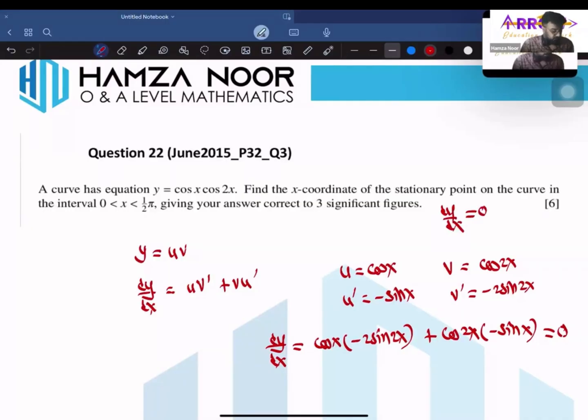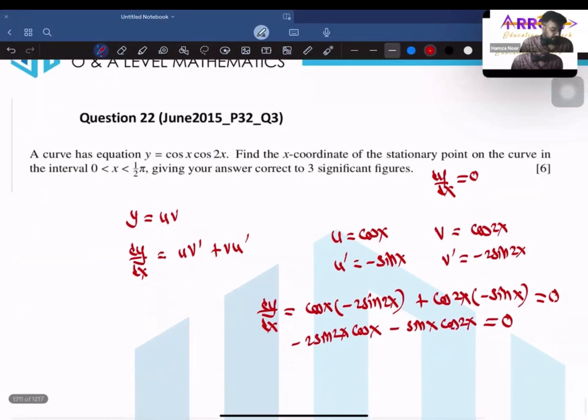So in the next step, I can say that minus 2 sin 2x multiplied by cos x minus sin x multiplied by cos 2x, and this whole thing is equal to 0. So far we have achieved this. Now we can use some identities. In place of sin 2x we have 2 sin x multiplied by cos x. This identity is also given to you in the booklet. So minus 2 multiplied by 2 sin x times cos x multiplied by cos x.